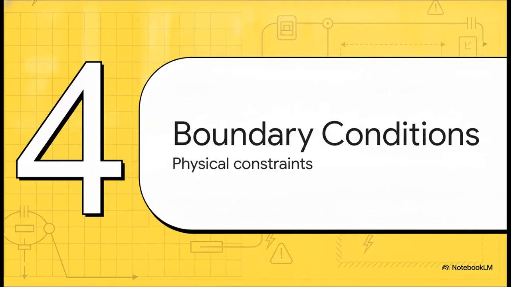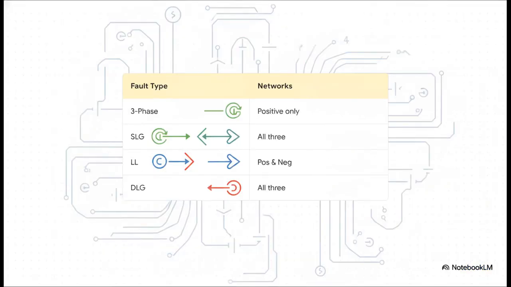Section 4. Applying physical boundary conditions. Okay, here is where we force our analytical models to meet physical reality. Let's look at the high-level differences between fault types. A balanced three-phase fault completely preserves system symmetry, meaning only the positive sequence participates.